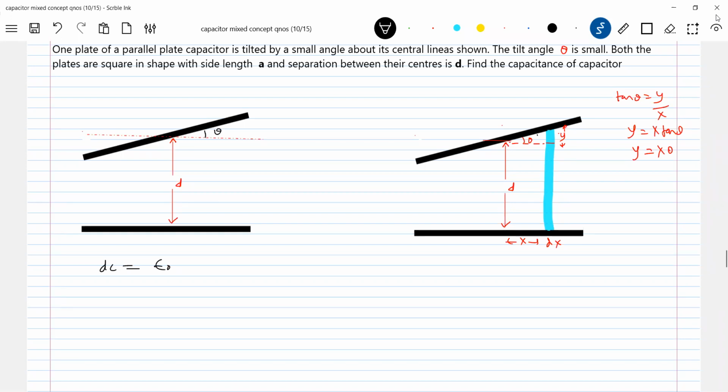So this should be equal to a into dx, shall I write? The area of cross section of this strip. The strip will be like this, no? This is a square plate of side length a. We assumed a strip like this, with a distance dx. Then the area of that strip will be a into dx, divided by epsilon naught, area, and the separation between the plates should be equal to d plus x theta.